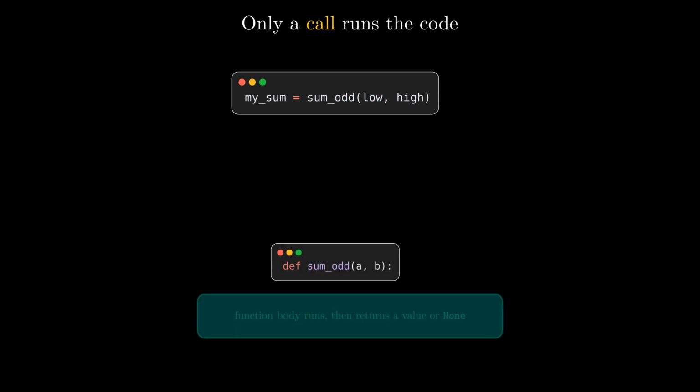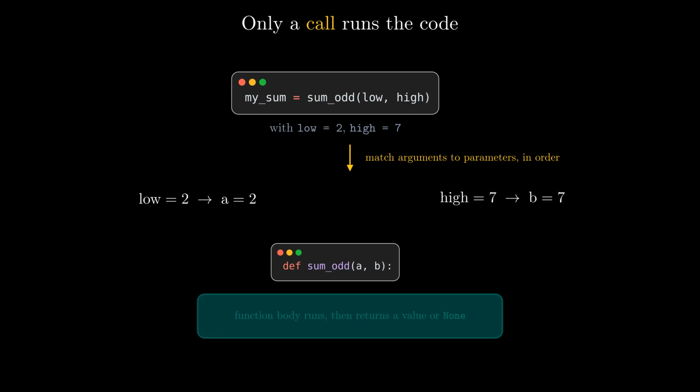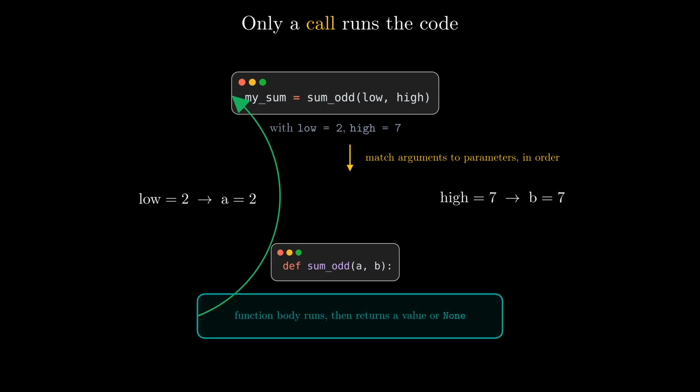Only a function call runs the code. Defining the function never runs it. The object just sits in memory. When you call SumOdd, you pass in arguments, here low and high, holding 2 and 7. The call matches them to the function's parameters in order. The first parameter takes low's value, the second takes high's value. The function does its work and returns something, either a real value or None. That returned value replaces the entire call. So when we write my_sum = SumOdd(low, high), my_sum becomes whatever the function handed back.